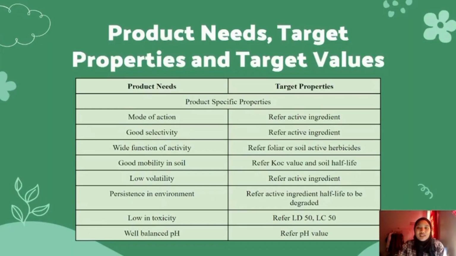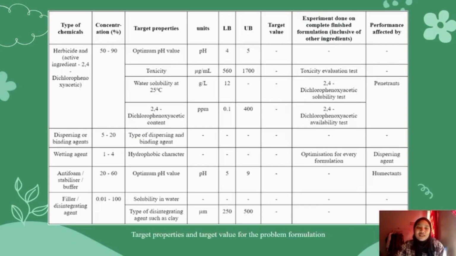So these are the product needs and target properties that I have presented before. And this is our group's target properties and target values for the problem formulation. This table shows the type of chemicals, which is herbicide and active ingredient, which is 2,4-dichlorophenoxyacetic acid, dispersing or binding agents, wetting agents, antifoam, and also filler. And this table also shows the range of concentration, target properties, experiments done on the complete finished formulation, and also the performance that can be affected by some factors.